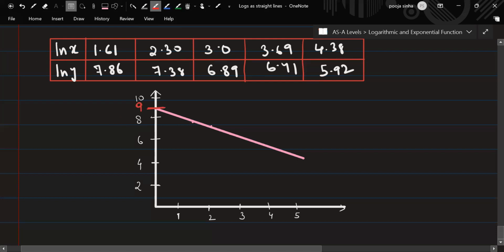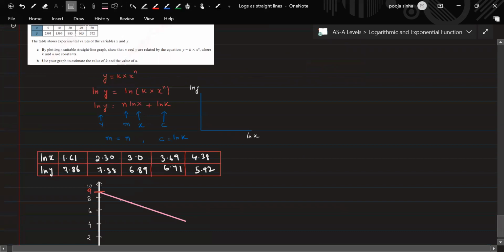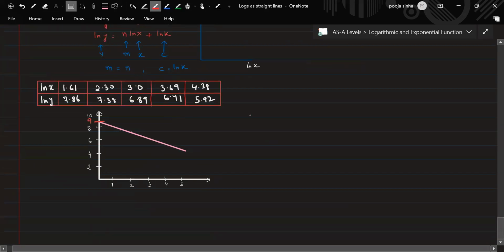Okay. So what do you observe? That your C was ln k. C was equal to ln k. And that C after plotting, you got it as 9. So that's equal to ln k. So can I find the value of k? That should be e raised to power 9, which is approximately how much?